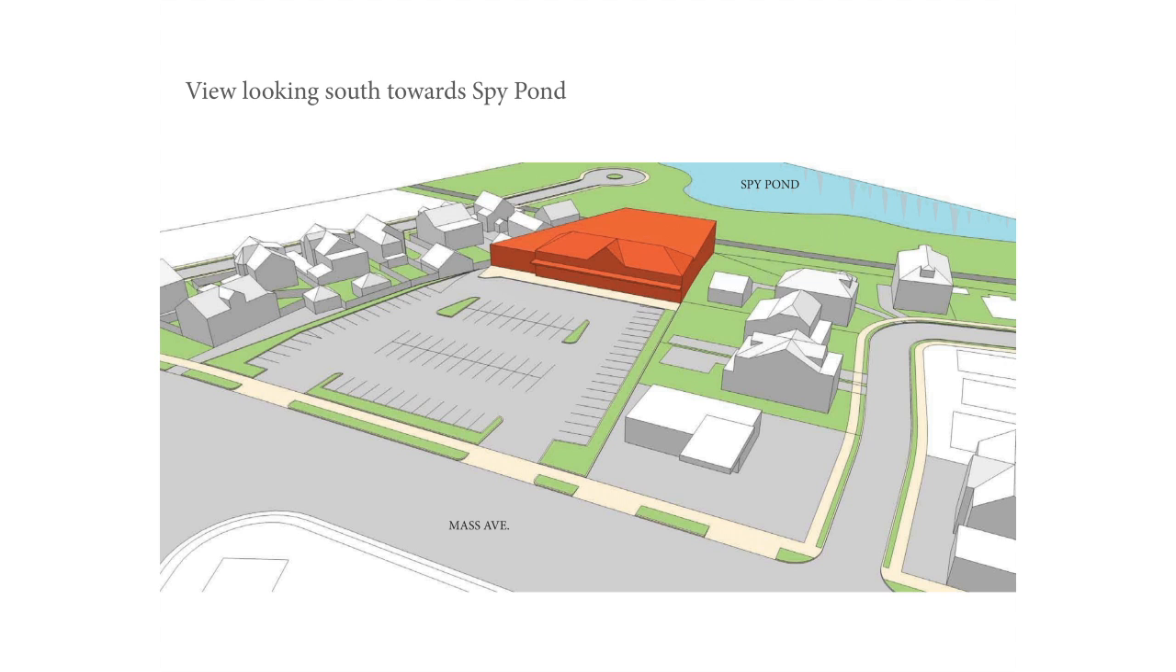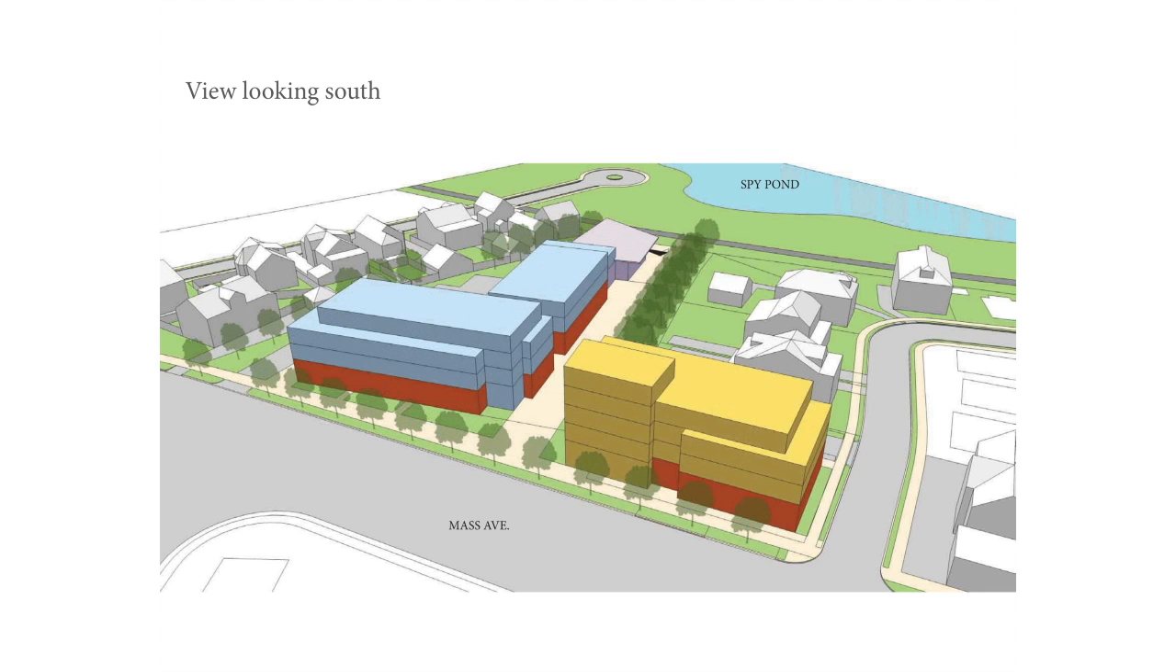What could it look like? Well, again, bear with us, but you'd want to put density along Mass Ave. You want active commercial uses. The colors represent housing as yellow, office could be blue, and red is retail or commercial space.